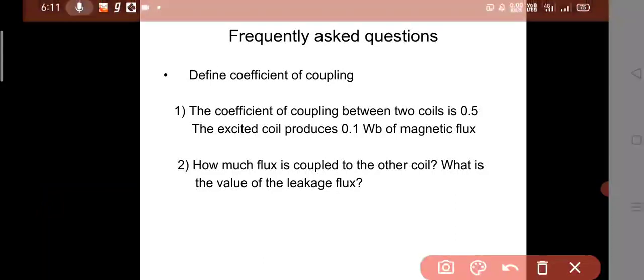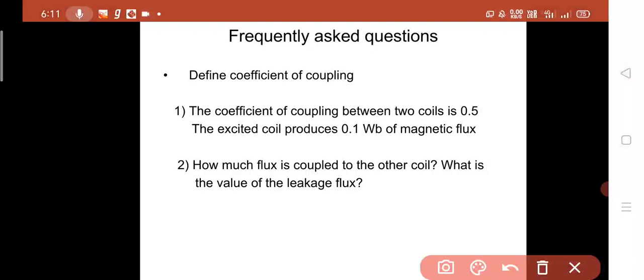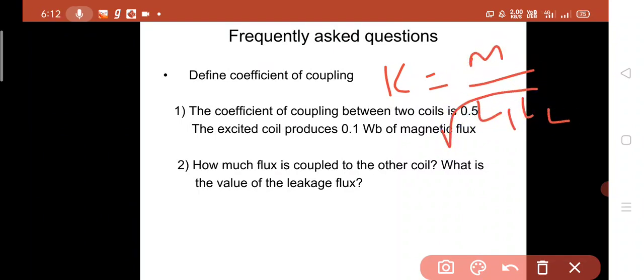So K is equal to M by under root L1 L2. The coefficient of coupling K is defined as the ratio of mutual inductance to the square root of the product of self-inductance of two coils.